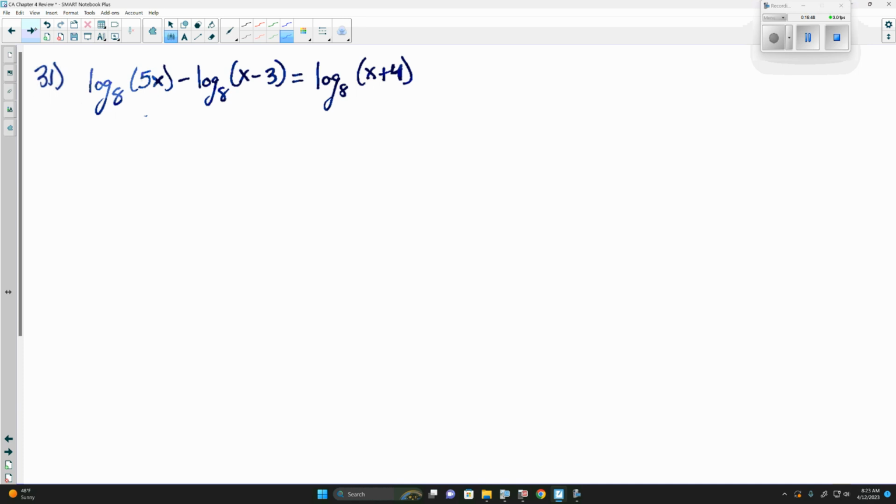This one here. Now, if we notice that, unlike the last one, we don't have a number by itself, we can combine these two. Because if we had two logs with the same base being subtracted, we can write them as one with what's inside being divided.